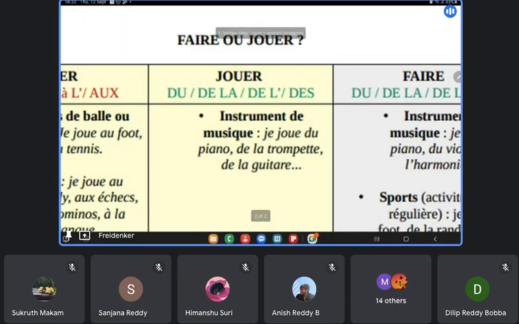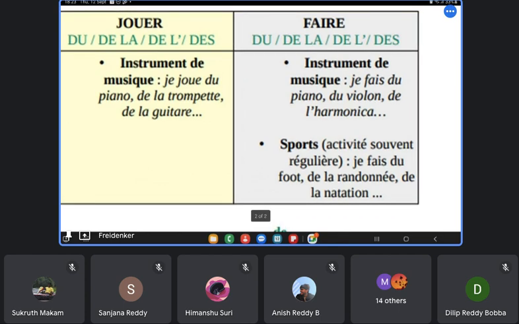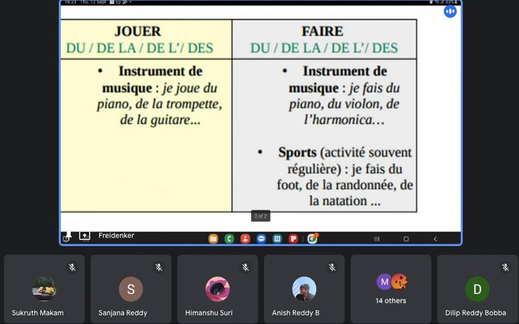But some of you might face a difficulty, like what does this word mean, and so on. That is something I can't help with. Anyways, getting on with it. Je fais du piano, because piano is masculine. Violon is masculine. So de and le becomes du.